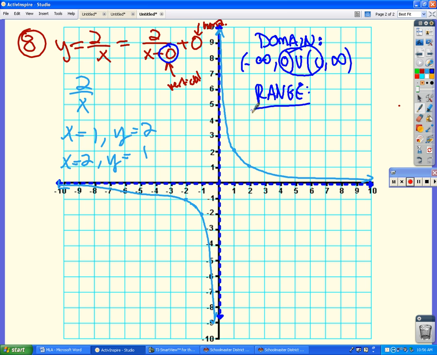The range is the same thing, because I start down here at negative infinity, and then there's a break at 0, and then I go from 0 to infinity again. And so guess what? This number right here and that number right here are going to be the same.